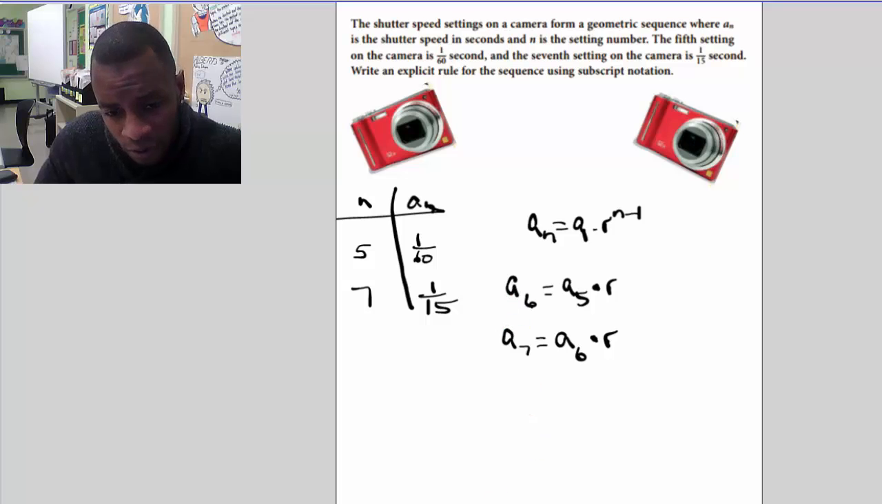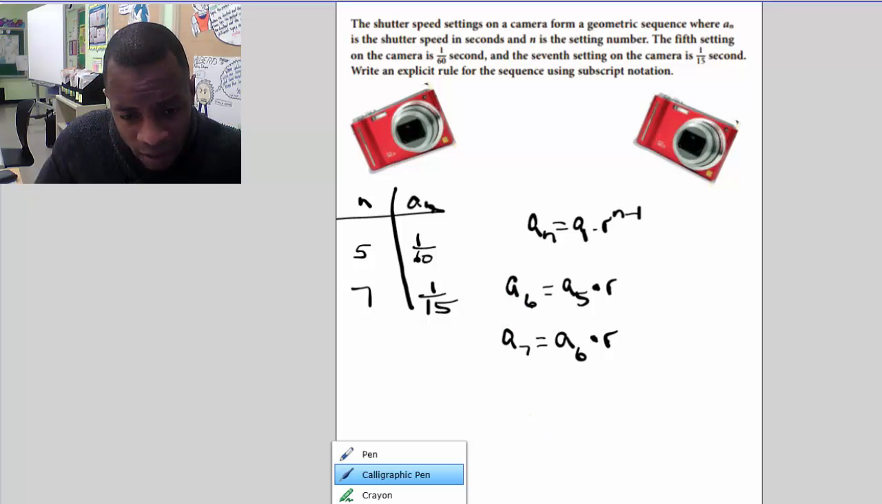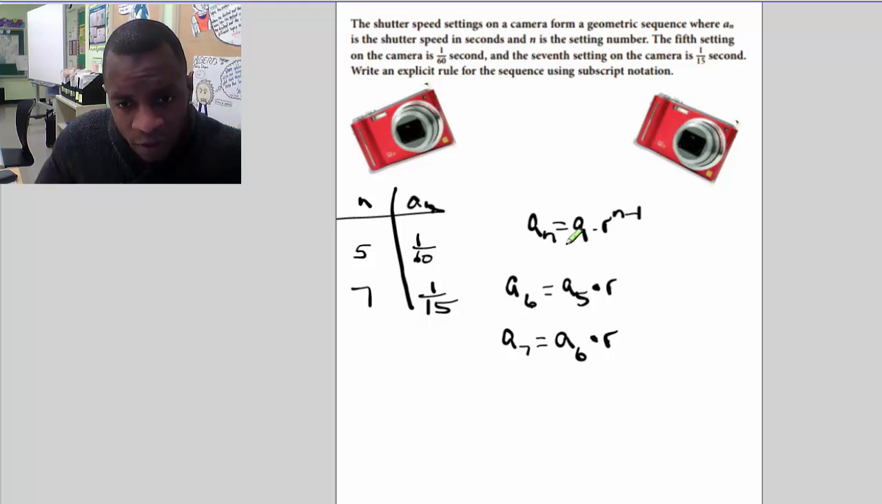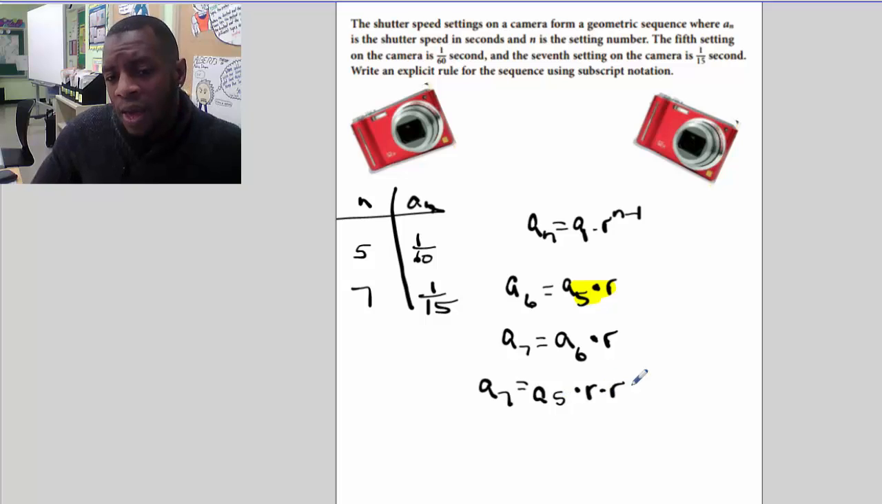So let's use that in our second expression. We're going to substitute this expression into a sub 7. Okay, so we're going to take a sub 7, and now for a sub 6, we're going to substitute in a sub 5 times r, and remember to bring back that extra r. Okay, and so now we have an equation with two knowns and one unknown, and we can solve for this unknown.